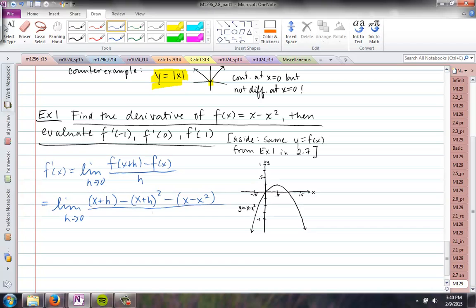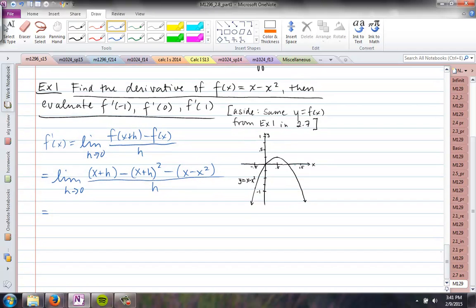That's all over h. Now the catch with this definition, because it's more general, is that our algebra is going to be really similar to when we had x equals a plugged in specifically, but it's going to be more complicated, a little bit more work, so that's the trade-off for it being more generalized. So first step, if you try plugging in h equals 0, you will get 0 over 0, so you can just skip that step. It's always going to happen.